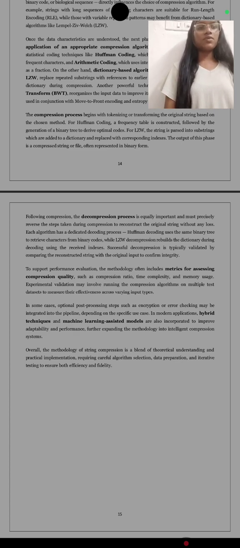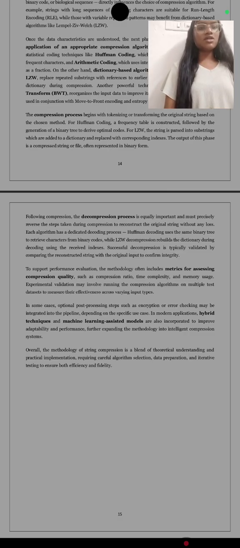To support performance evaluation, the methodology often includes metrics for assessing compression quality, such as compression ratio, time complexity, and memory usage. Experimental validation may involve running the compression algorithm on multiple datasets to measure the effectiveness across varying input types. In some cases, optional post-processing steps such as encryption or error checking may be integrated into the pipeline depending on the specific use case.